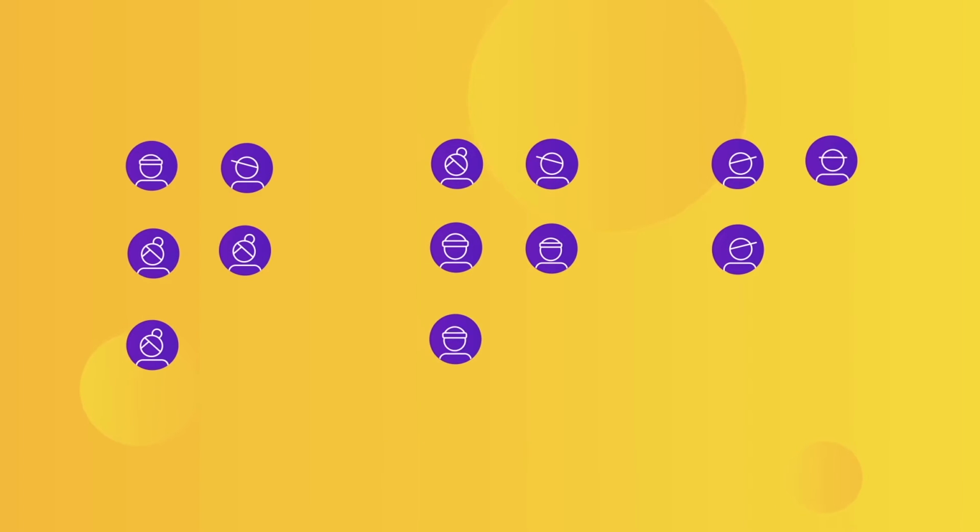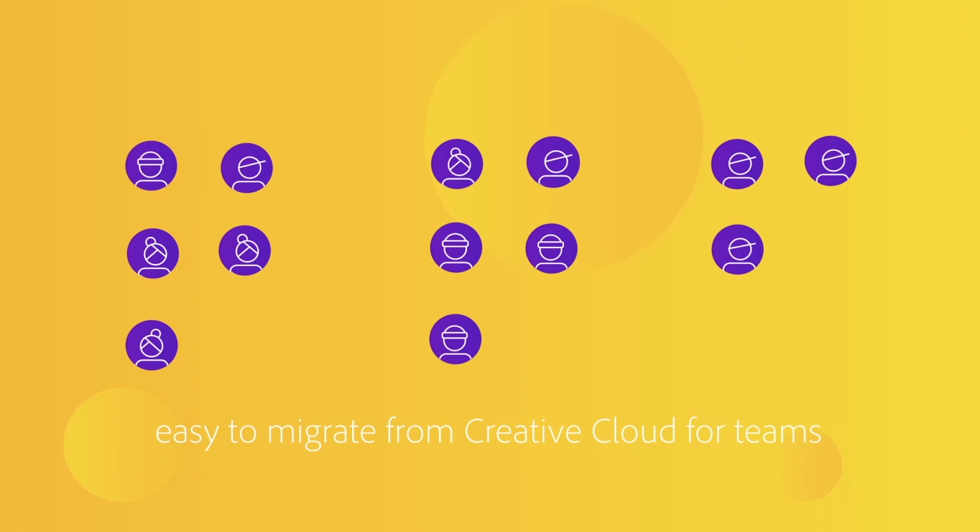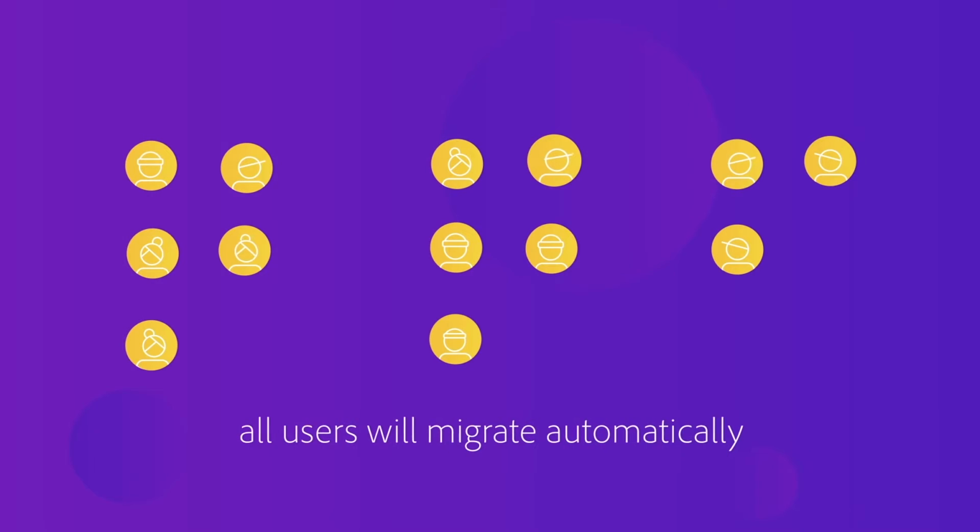For example, you can group users together per team, media, or maybe office location. And if you're migrating from a Creative Cloud for Teams license, it's even easier. All users will be migrated automatically the moment you start using the Creative Cloud for Enterprise admin console.